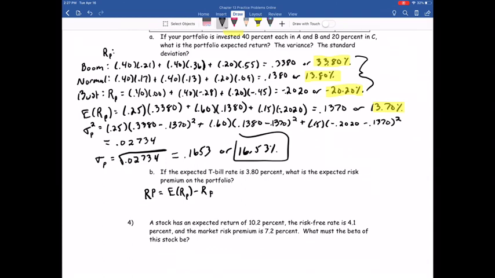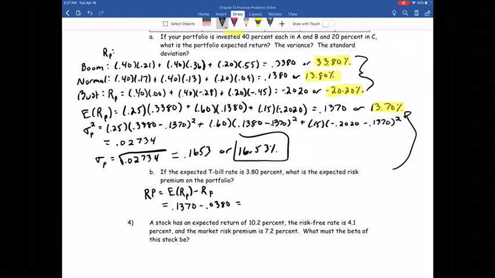So what we end up having is the expected return of the portfolio, which was 0.1370, which is what we calculated up there in part A, minus the risk-free rate of 3.8%, the treasury bill rate.